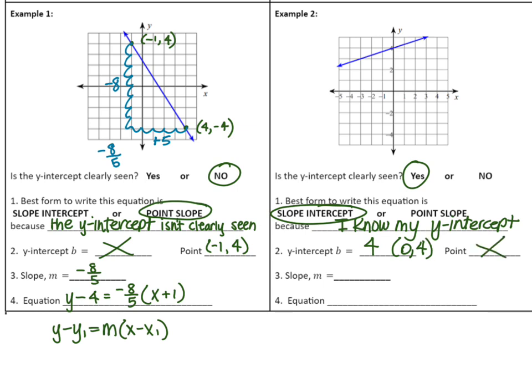And then finding my slope. I'm going to use this point, and obviously my y-intercept. So my rise is up 1, and then over 1, 2, 3. The slope's going up, so my slope is 1/3. So I can write my equation, y equals 1/3 x plus 4.